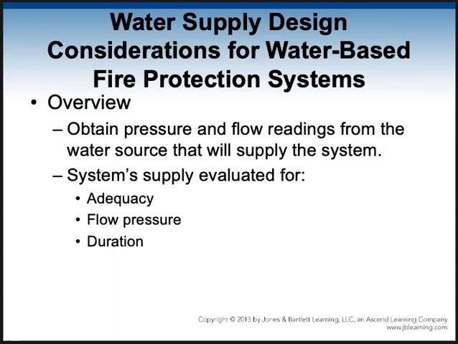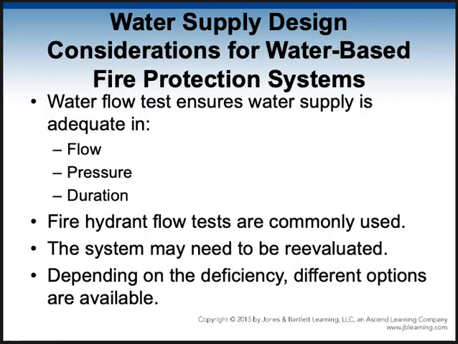As we've talked about, we need to know the pressure and the flow readings from the water source that will supply the system, and every system is going to be evaluated for adequacy. Do we have enough water? That flow, pressure, and the duration. Is it going to supply the water throughout a whole fire? So the water flow isn't just about the minimum, it's about the maximum. What's the maximum amount of pressure and duration that it would take to put out a fire? The system has to meet that.